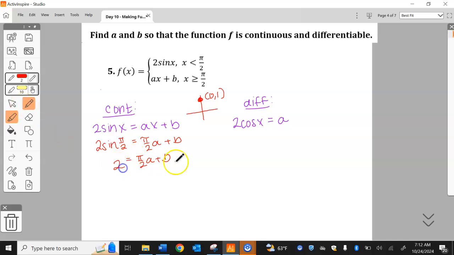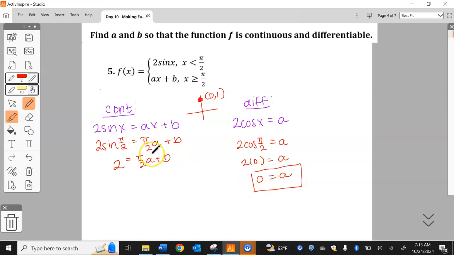And then I cannot solve this equation yet since I have 2 variables. So again, I'm going to jump over to my second one. I'm going to plug in pi over 2. And this one will allow me to solve for a. So now I need to find cosine of pi over 2. Cosine goes with your x. If I look at pi over 2, my x value is 0. So I get 2 times 0 equals a, and 0 times anything, just 0.